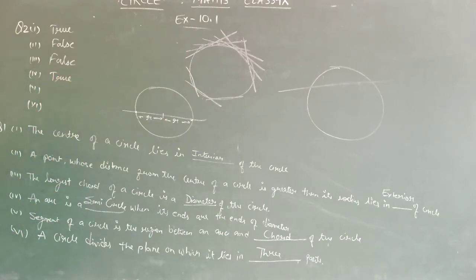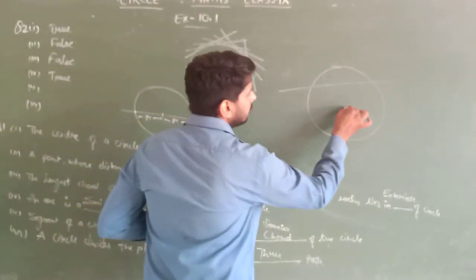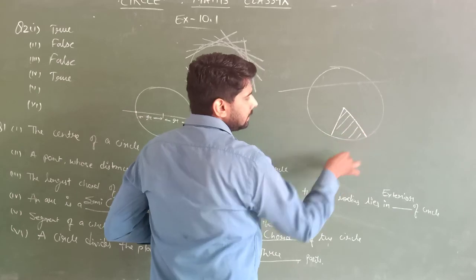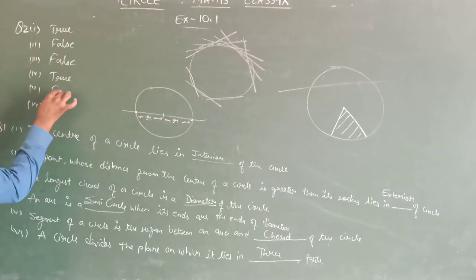Next one is, a sector is the region between the chord and the corresponding arc. No, sector is the region जब हम इसे डिवाइड करते हैं सेंटर से. This portion is the minor sector and the bigger one is the major sector. So this is false.